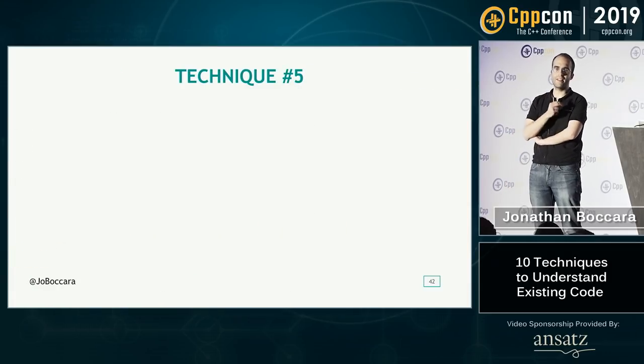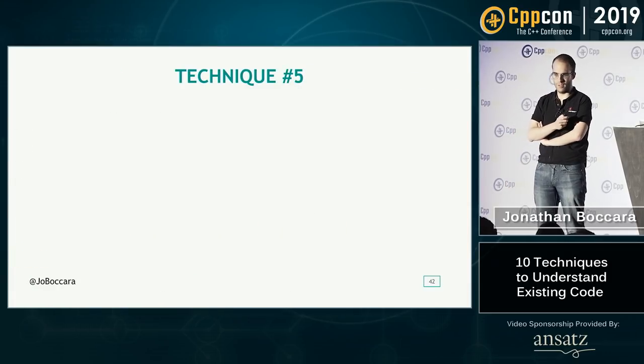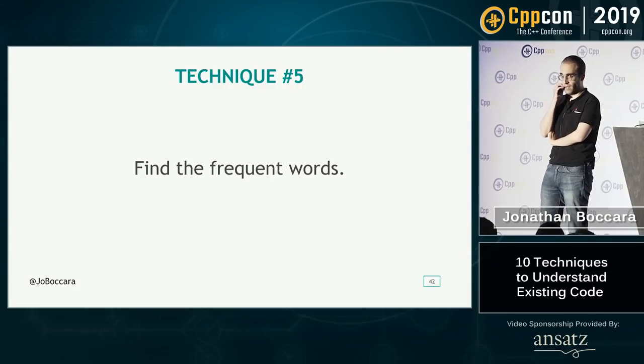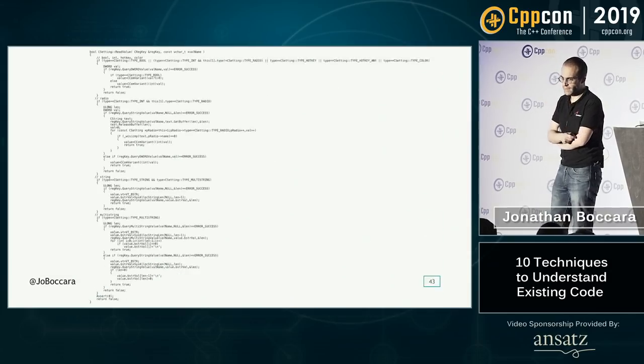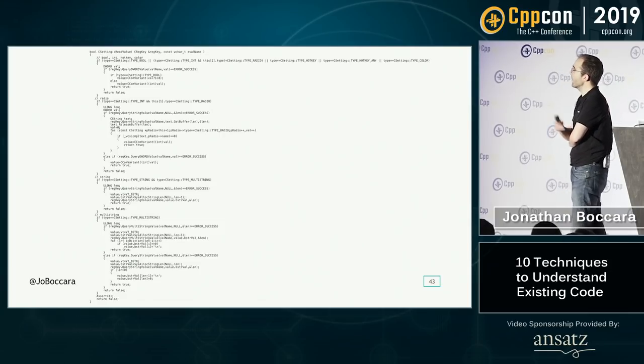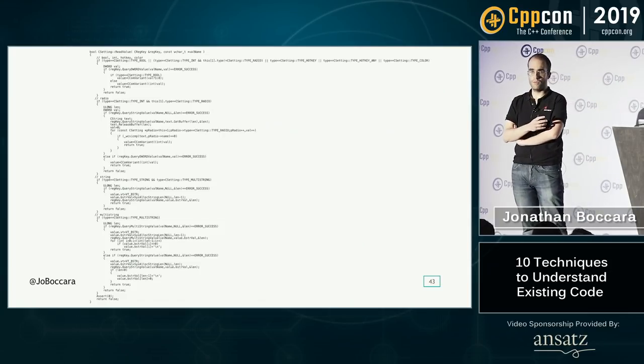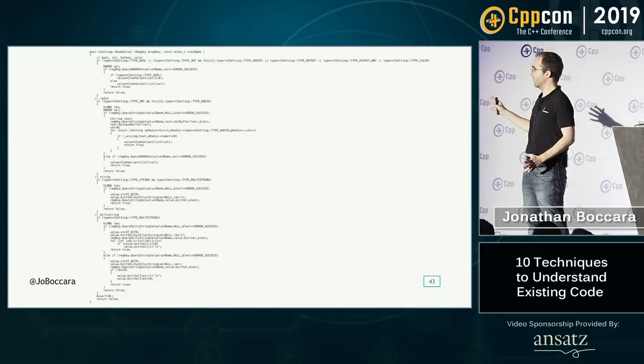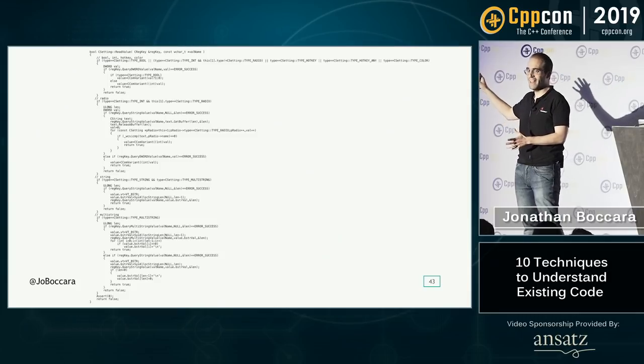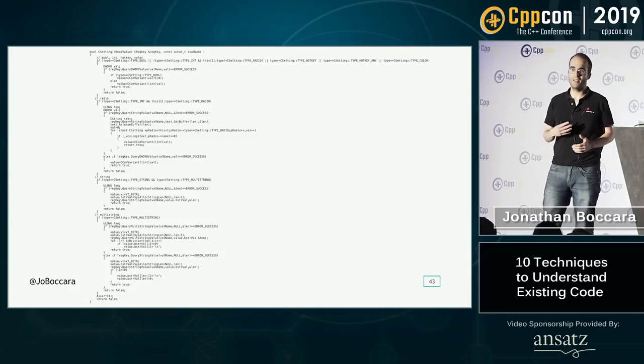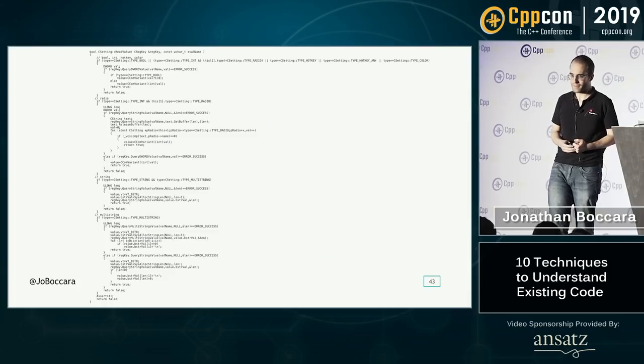Another place that contains information in a function, or any piece of code for that matter, is the frequently occurring words. Let's take an example. This is code coming out of another open source project. It's too big to fit on a slide. I mean, it fits on a slide, we can't read it. But that's okay, because we don't read code line by line.